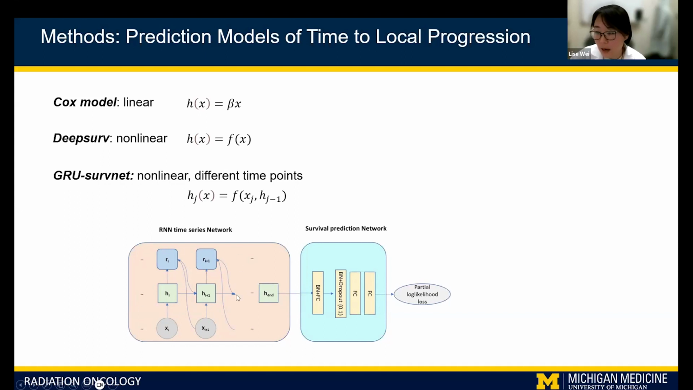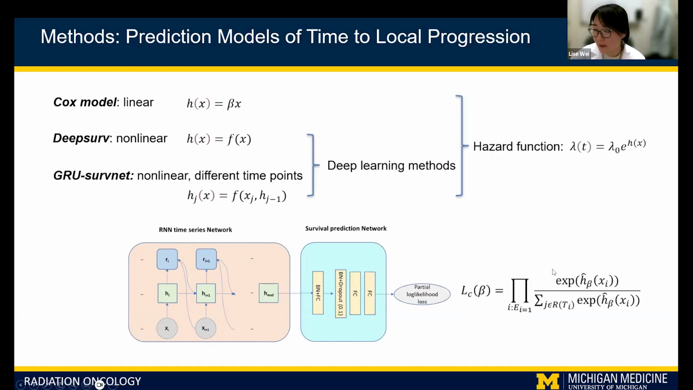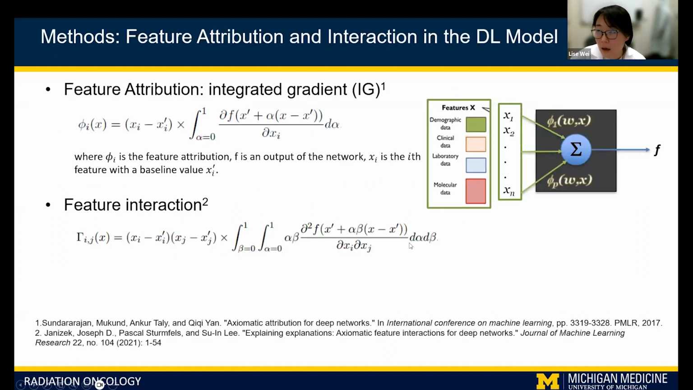So the first part is a recurrent network to take our two time points as input. And the second part here is a survival prediction. The output features from the first network will be here, going through a fully connected layer to get the result. This is still the partial log likelihood as the loss function.